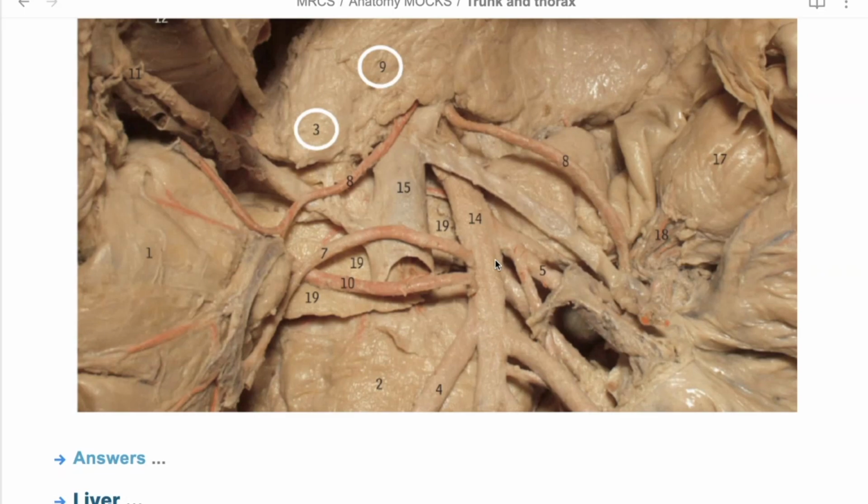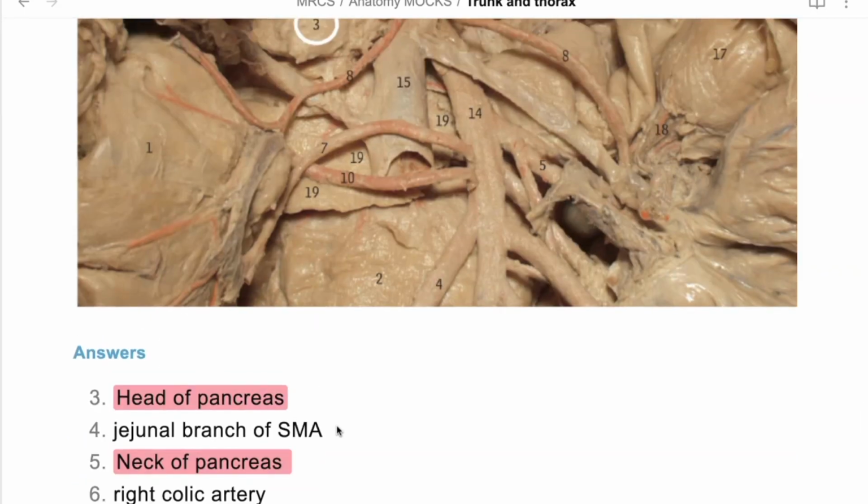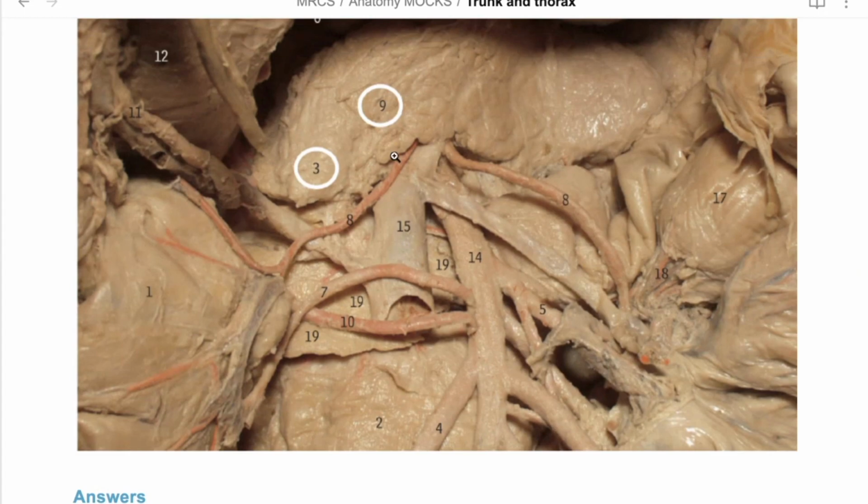14, it will be the inferior mesenteric vein. Is it a vein or an artery? An artery. But it's not clear. So obviously this is the neck of the pancreas. There are 2 vessels, a vein and an artery, that go around there. So 15 is the superior mesenteric vein, and 14 is the superior mesenteric artery.